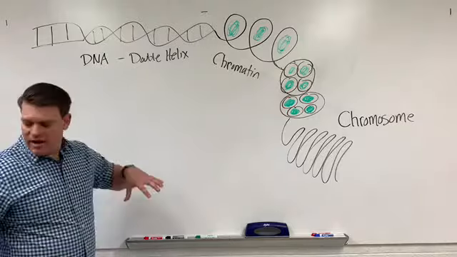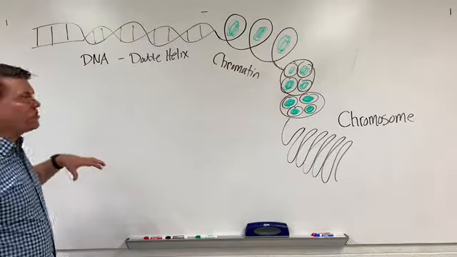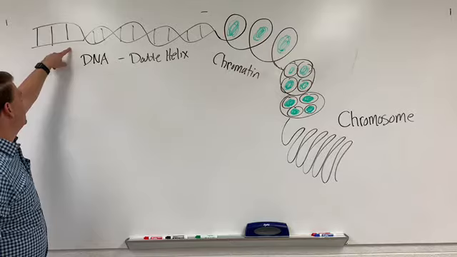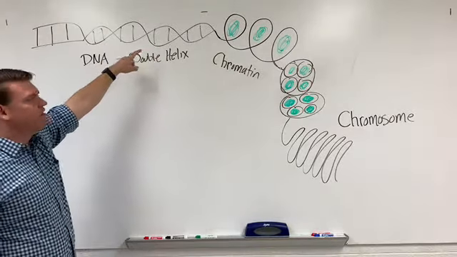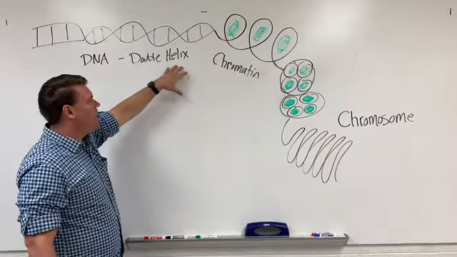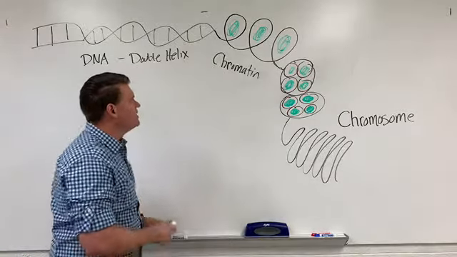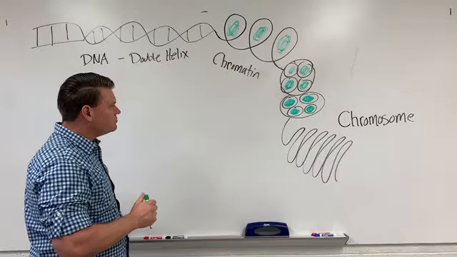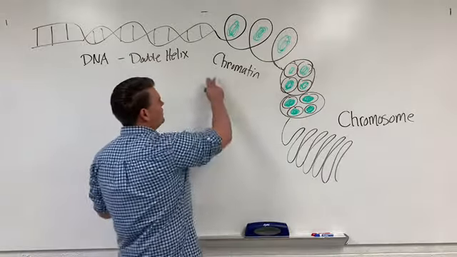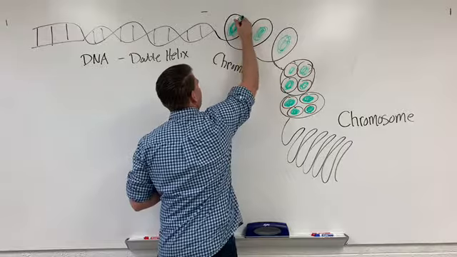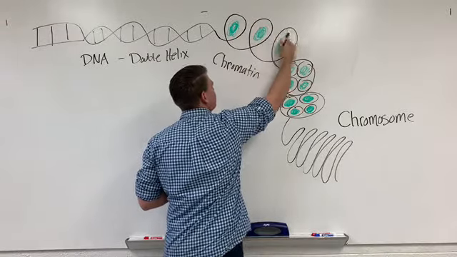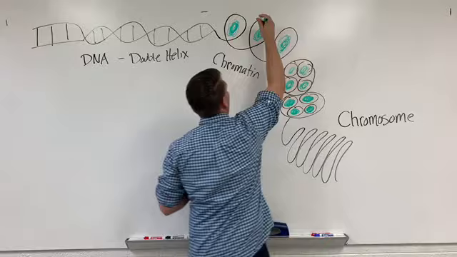Here I've drawn a picture of the structure of DNA. Here you have your linear DNA, and then your double helix is how we see it a lot. Then we have these proteins that we're going to wrap the DNA around. These green things here are our proteins, and these are called histones.